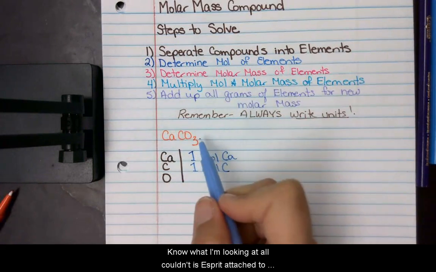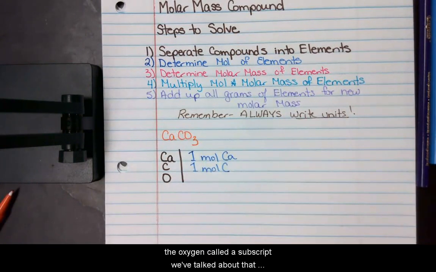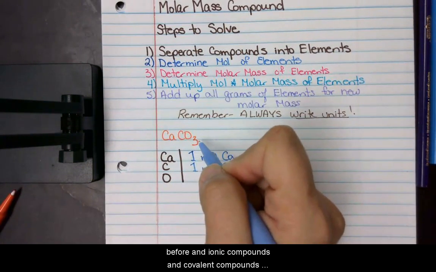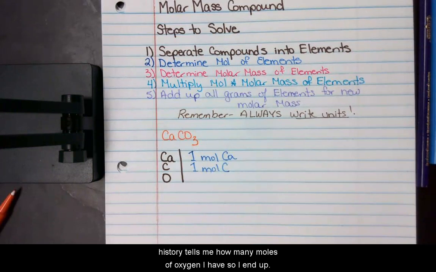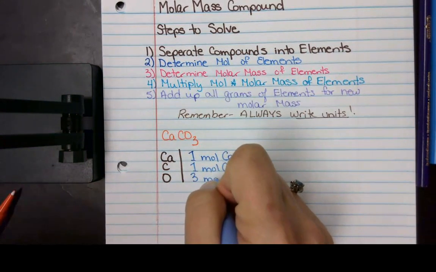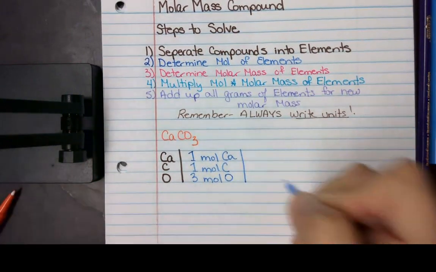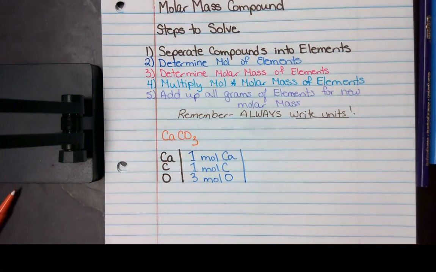Now when I'm looking at oxygen, there's this 3 attached to the oxygen. This is called a subscript. We've talked about that before in ionic compounds and covalent compounds. This 3 tells me how many moles of oxygen I have. So I end up with 3 moles of oxygen. And then I do the next part of my chart.